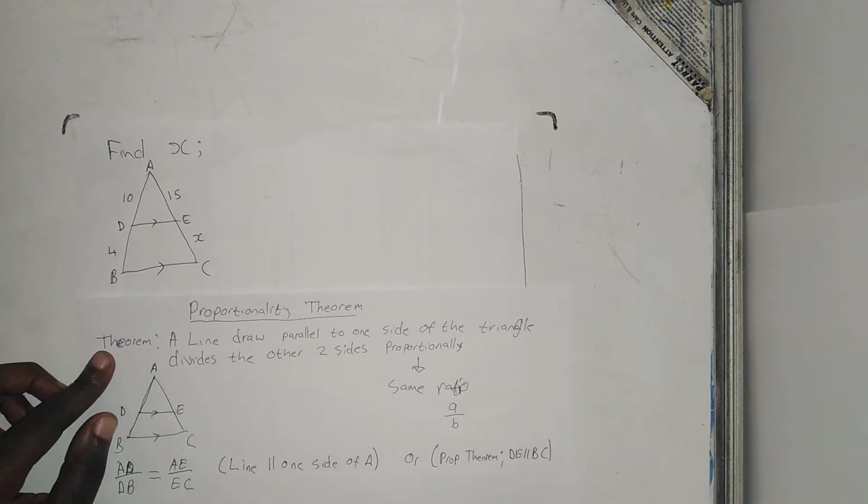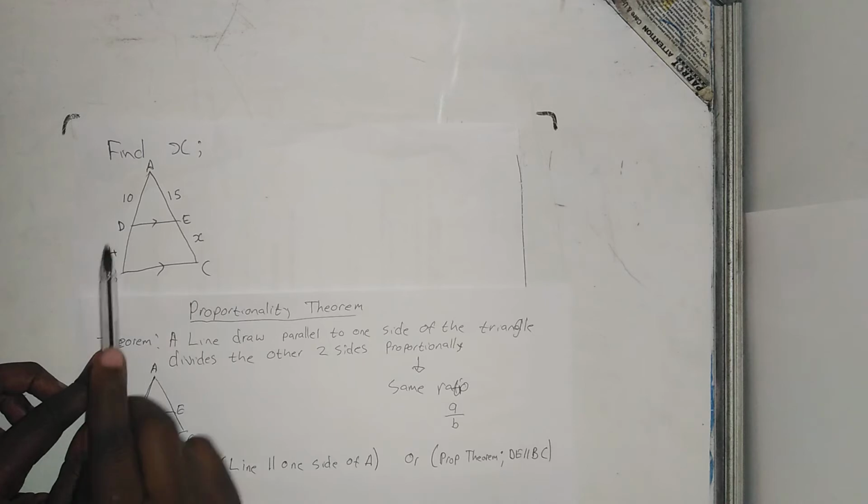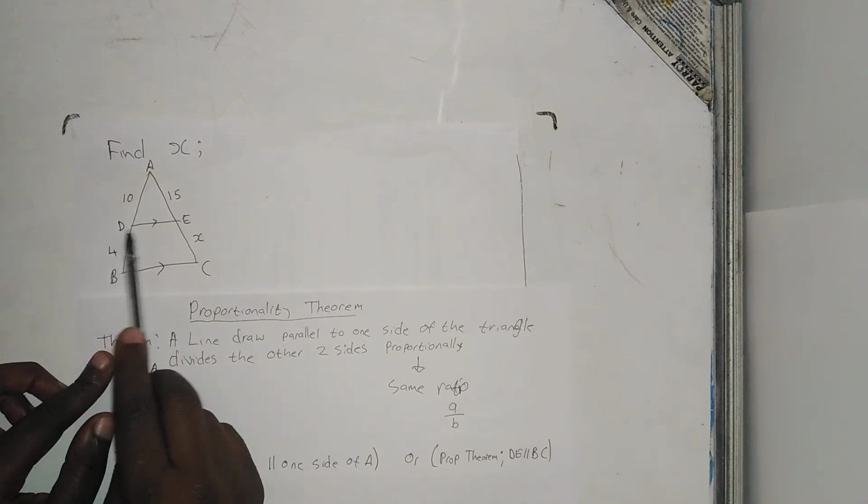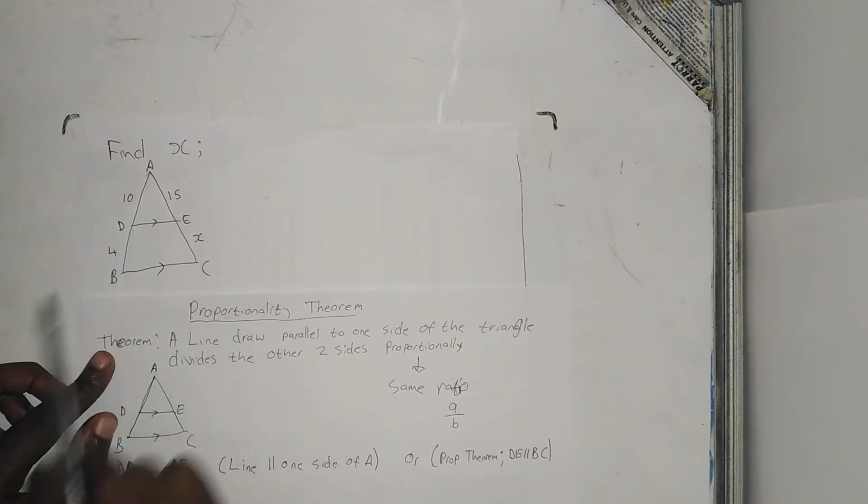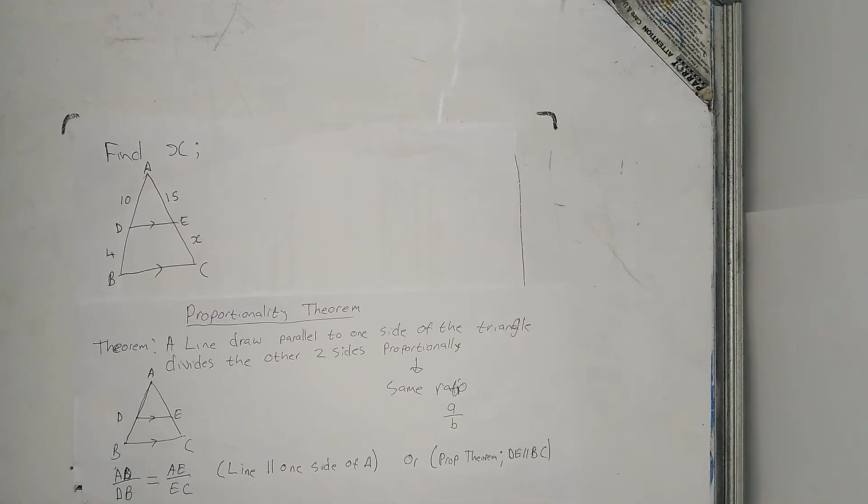Now, you must notice something. They are saying that DE is parallel to BC. So once they say DE is parallel to BC, then in your mind, you know that if I've got a triangle and this side is parallel to another side, there is a theorem that I use in those kinds of situations. And what is that theorem? It's the proportionality theorem, and then you know what it says, and you know how you use it.